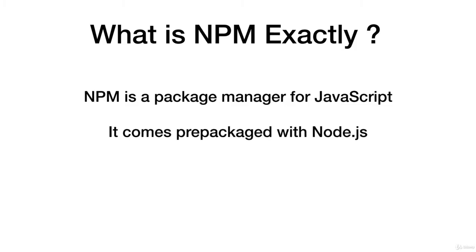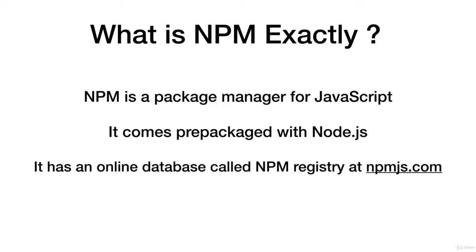So when you download Node.js, you have NPM available to you, and you can use some of the NPM commands to download the packages, to update your packages, to do a whole bunch of little things that are very useful with JavaScript stuff. Now, it has an online database called NPM Registry at npmjs.com. That's an online database that has all the really cool packages that you can download for free. And some of them you have to pay for.